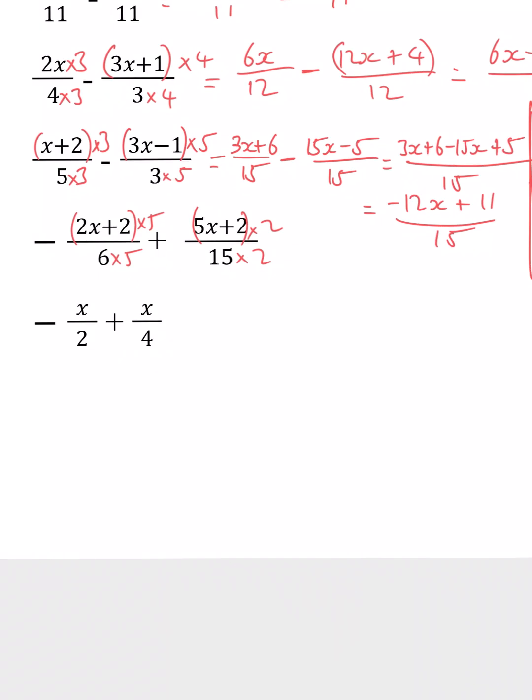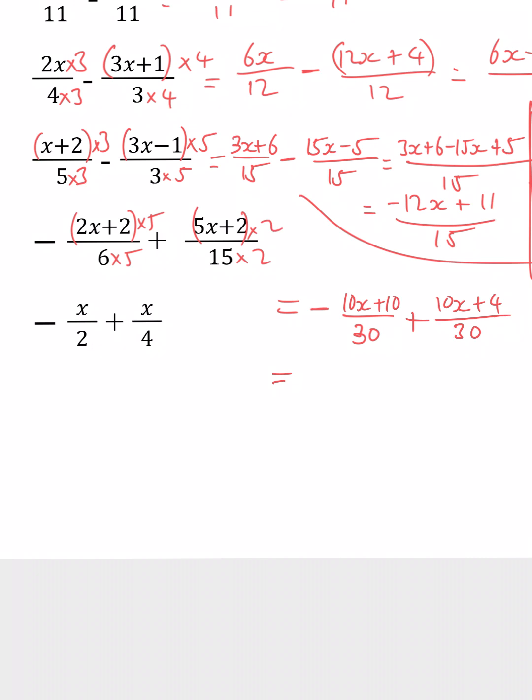Right, so that is equal to, now this minus in front, I'm just going to leave that where it is for now. I'll deal with that in a second. So this is going to be equal to, you've got to separate that out. There's that minus in front. It's going to be over 30. And then we have 2x plus 2 times 5. So 2x times 5 is 10 times x. 2 times 5 is 10. Plus, again, 2 times 5x is going to be 10x. And 2 times 2 is 4. And again, that's over 30.